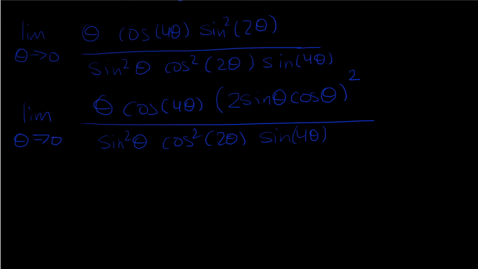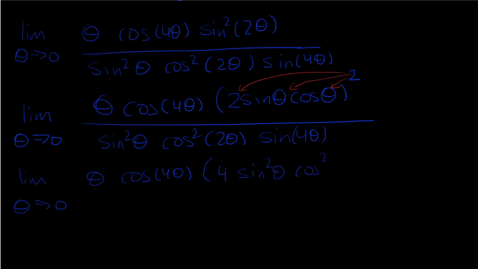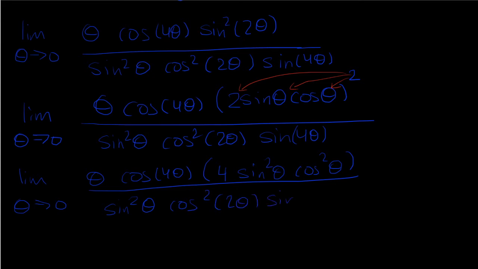Okay, now we can start simplifying. We can distribute out this 2 here in the exponent to each one of these. So I have limit as theta approaches 0. It's theta cosine 4 theta. And that will be 2 squared, sine squared, cosine squared, all over sine squared, cosine squared 2 theta, and sine 4 theta. We can do some cancellations with the sine squared. That's gone.